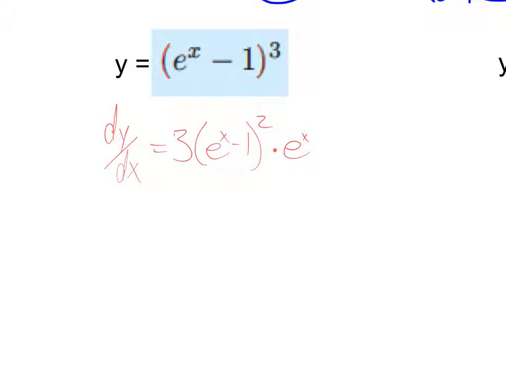Okay? Do we simplify? Do we multiply e to the x by 3? Yeah, you might want to rearrange it just so it looks a little nicer there. 3 e to the x times e to the x minus 1 squared. It's not wrong to leave it, but that's it. That's your answer.